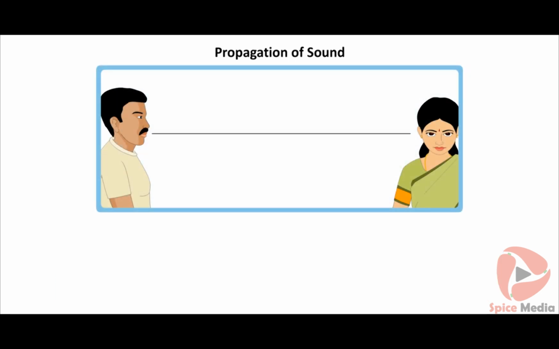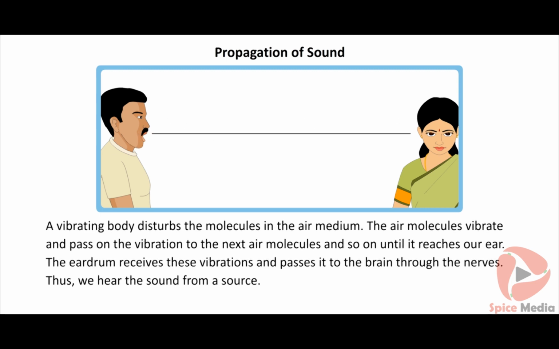Now, we are going to learn about the transmission of sound in a medium such as air. We all know that sound is produced due to the vibration of objects. This vibration pushes the air molecules to vibrate. The air molecule transfers these vibrations to the next air molecule, and so on until it reaches our ear. The sound wave reaching our ear sets the eardrum vibrating and passes through nerves to the brain. Thus, we hear the sound from the source.